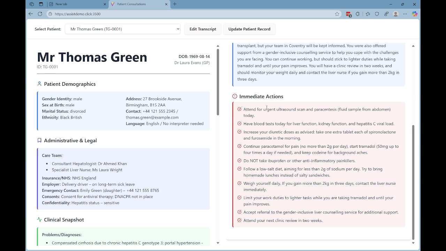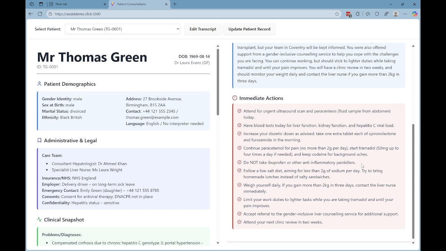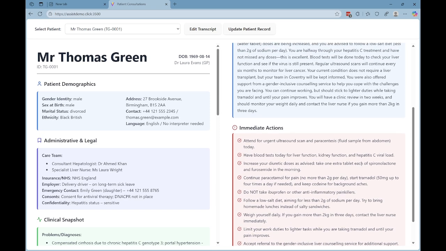And then the other thing is that you have these immediate actions. This is what the patient is meant to do for his or her treatment, and you agree this with the patient at the consultation. So the patient goes away knowing exactly what to do. So that's what's supposed to happen.